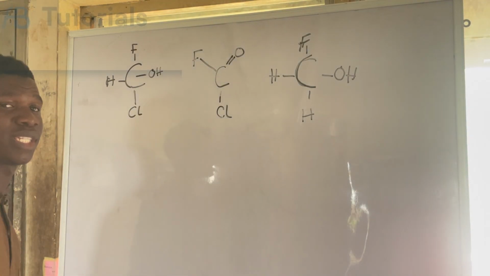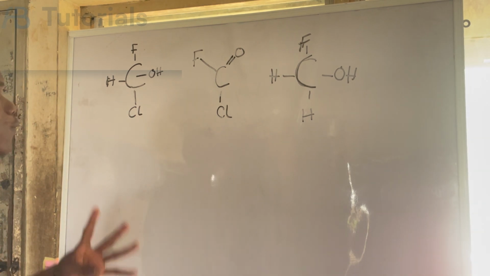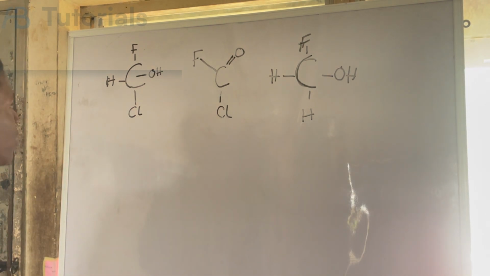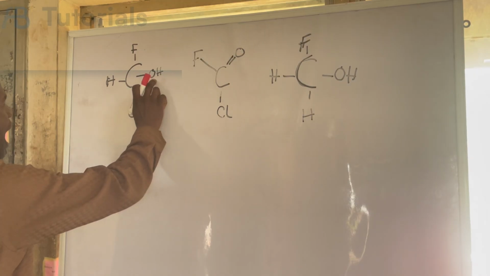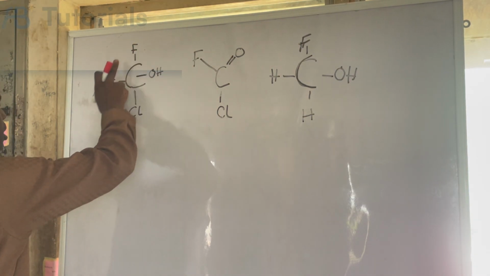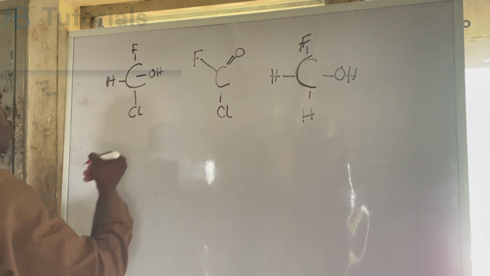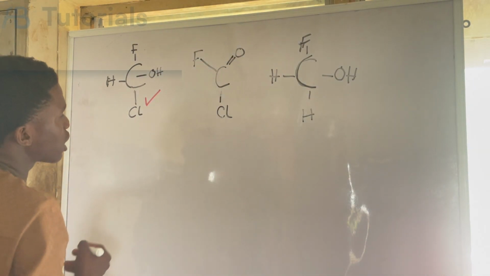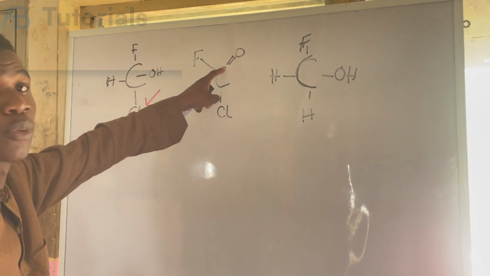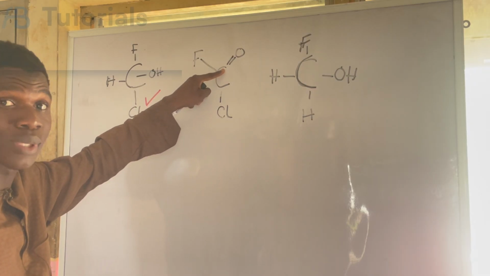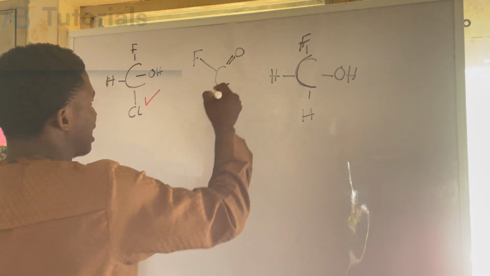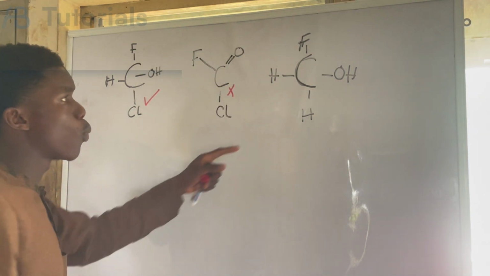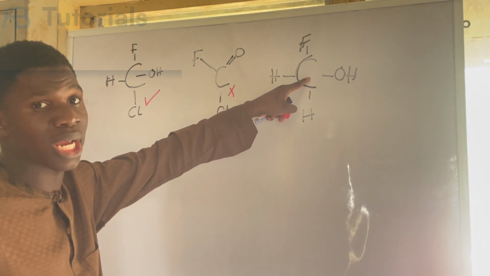So don't forget, we said chiral carbons should have 4 different groups attached to them. So is this a chiral carbon? Yes, this is a chiral carbon. It has 4 different groups, which are hydroxyl, fluorine, hydrogen, and chlorine. So this is a chiral carbon. What about this? This is not a chiral carbon because it has 3 groups attached to it. And a chiral carbon should have how many groups? 4 groups. And the 4 groups should be different.